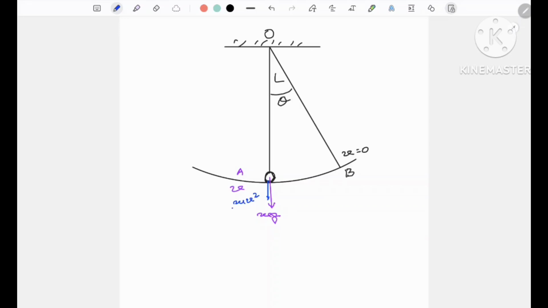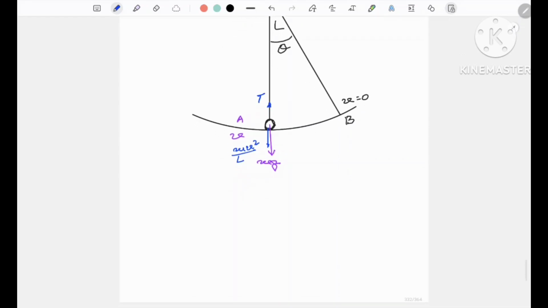इसकी वैल्यू होगी mv square by L. This will equal to T1, and T1 is equal to mg plus mv square by L, and this will be the maximum tension. Minimum tension will be at extreme point B.